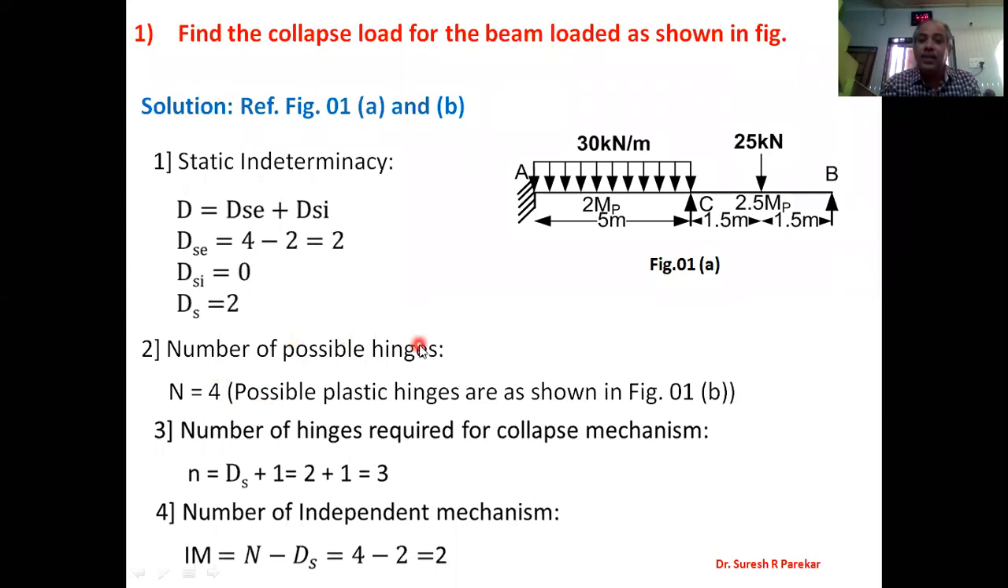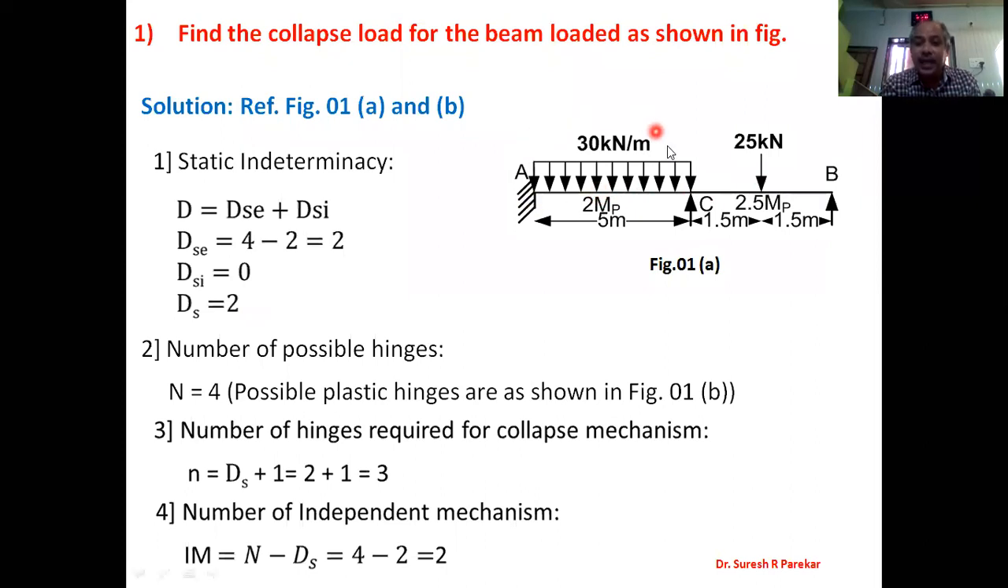So number of possible hinges. How many hinges now we have? 4. Where we have 4? First at fixed support A. Second we have at C, which is continuous support now. Third we have under concentrated load, and fourth we have in UDL span.